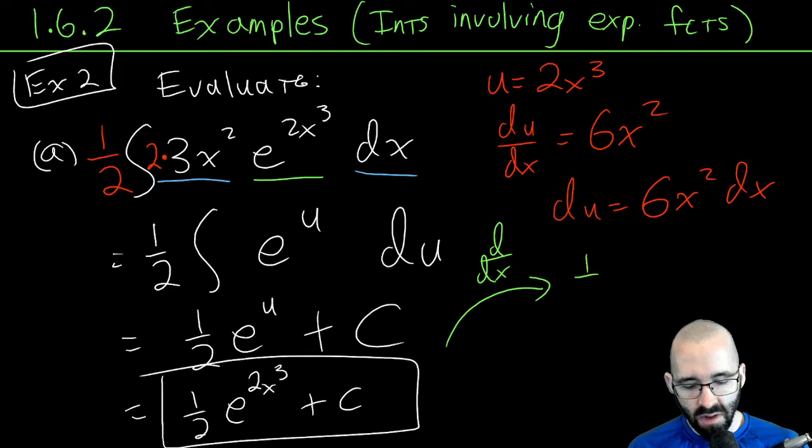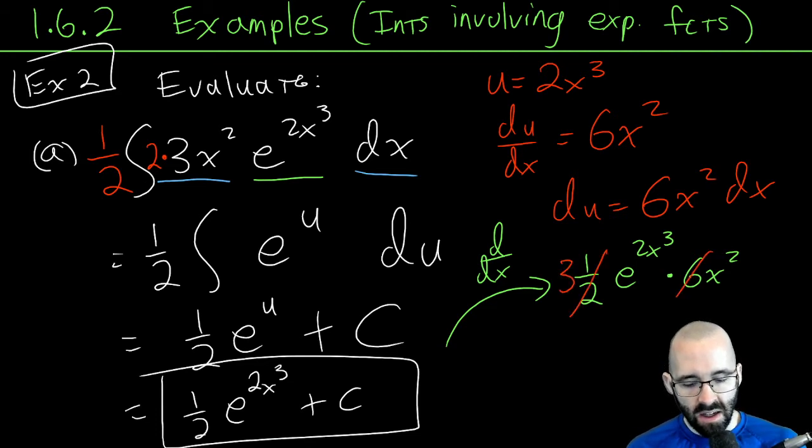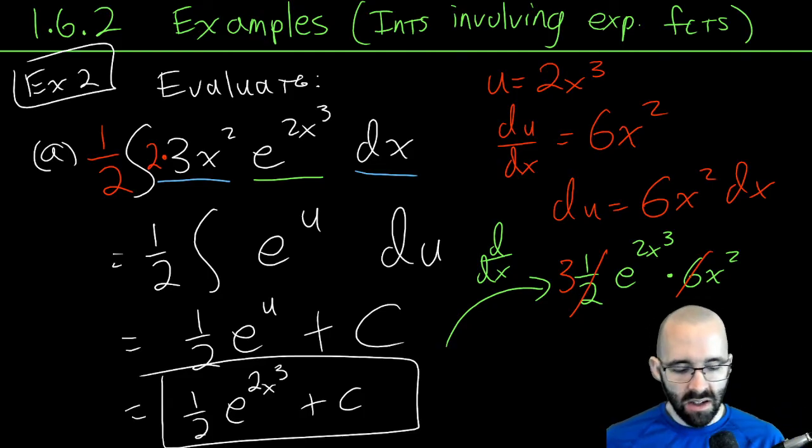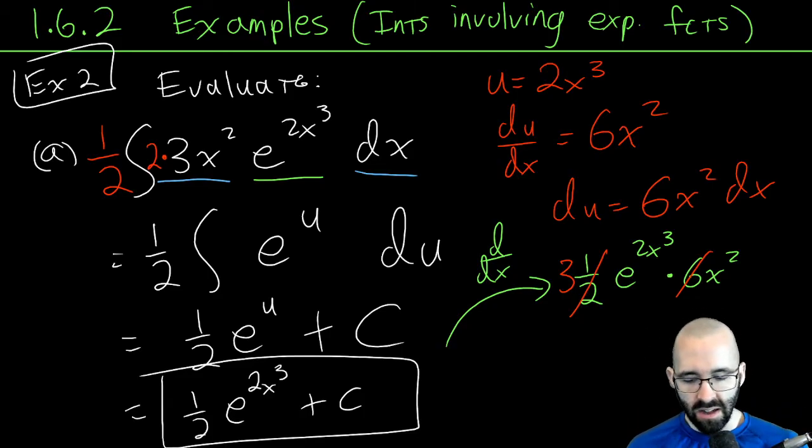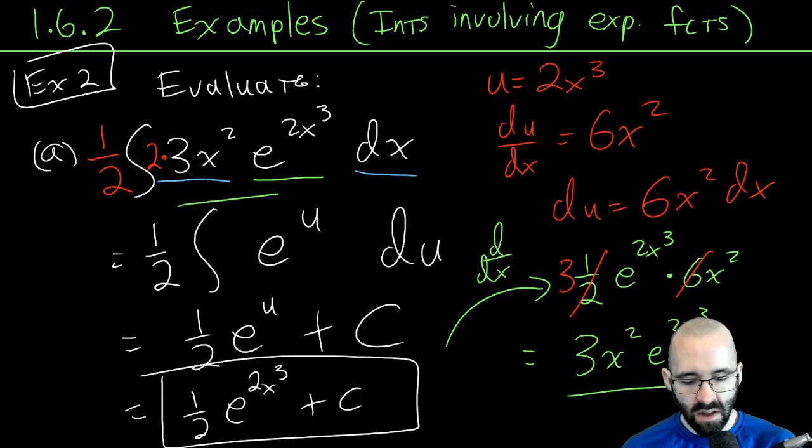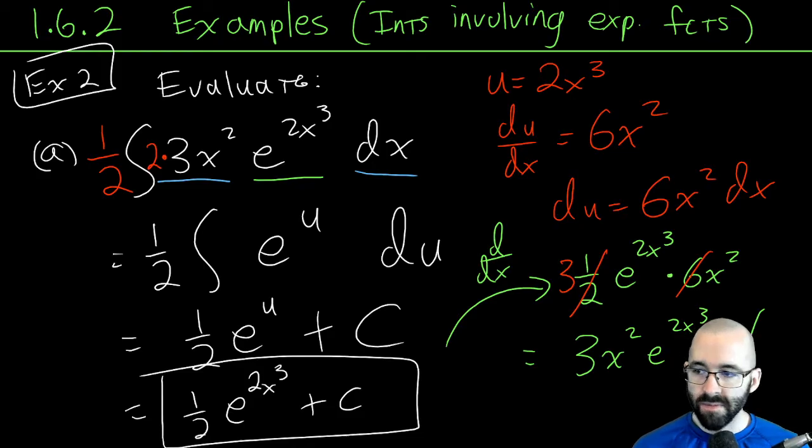We take the derivative. The derivative of an exponential function is itself. We have to use the chain rule here, so we multiply by the derivative of the inside, which is 6x squared. Half of 6 is 3. The derivative of a constant is 0. And we indeed get exactly what we started with in the integrand. Same thing. And that's how we check our answer here.